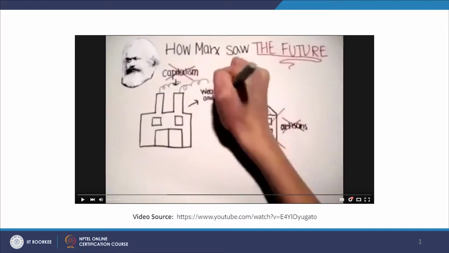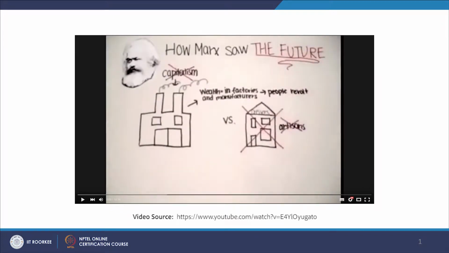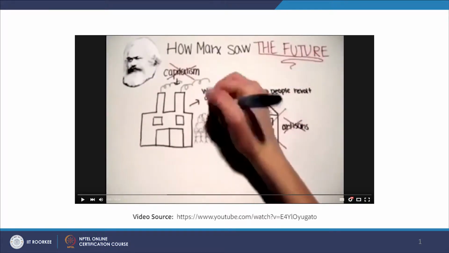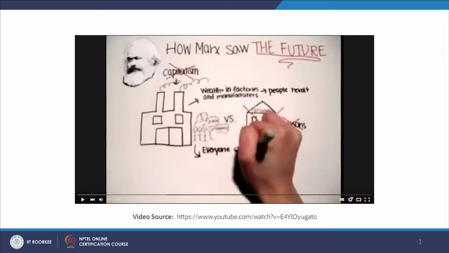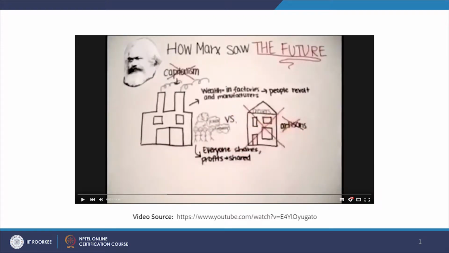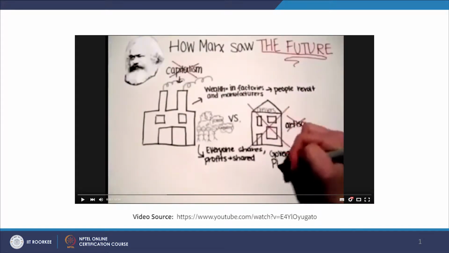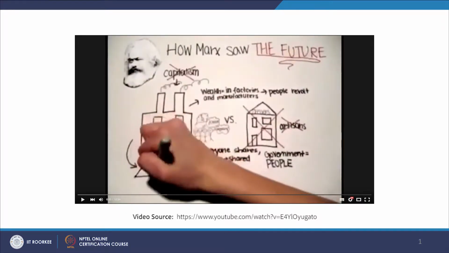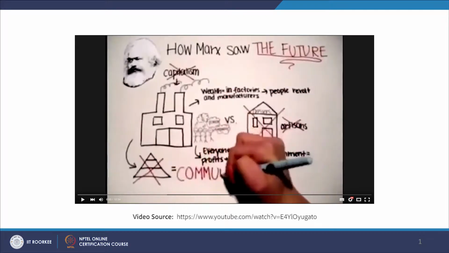Marx thought that the wealth was going to be held in factories and manufacturers. He thought that because of this, the people would revolt. People would want their money, their power, and their equality back. He thought that because of this, everything would be shared, and everyone's profits would be shared. This would cause complete equality. The government would be held in the people. This new society would now become social class free. Marx described this point as a state of communism.